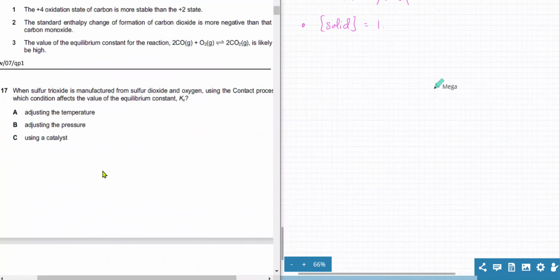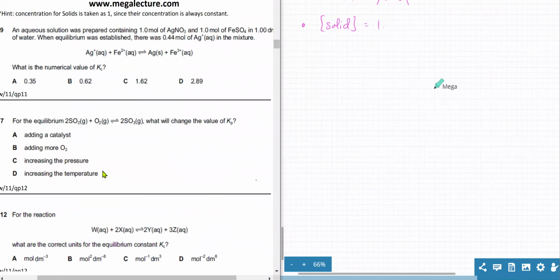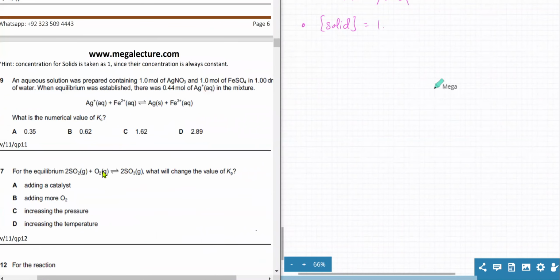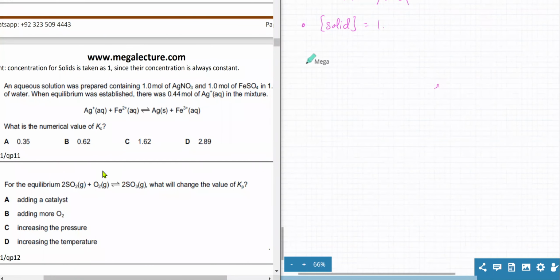I wanted to try one question which was slightly more difficult. Let's focus on this question. Now, in this question, what's the Kc expression? The Kc expression over here is products over reactants. Now, remember, focus on this. Ag is a solid. Its concentration is going to be taken as 1. It's not going to be written in the expression.